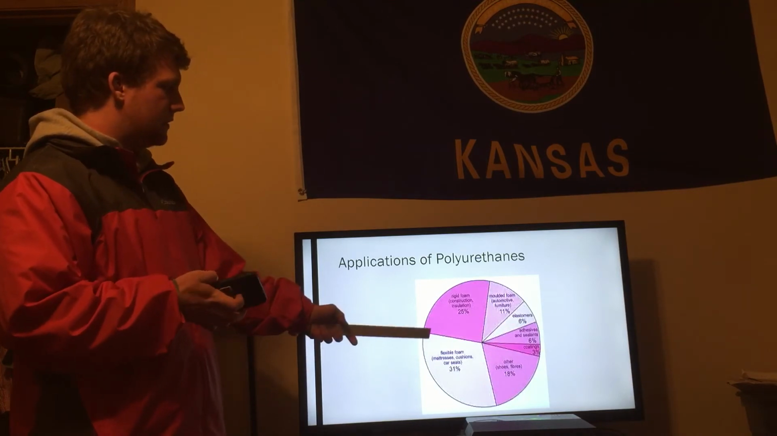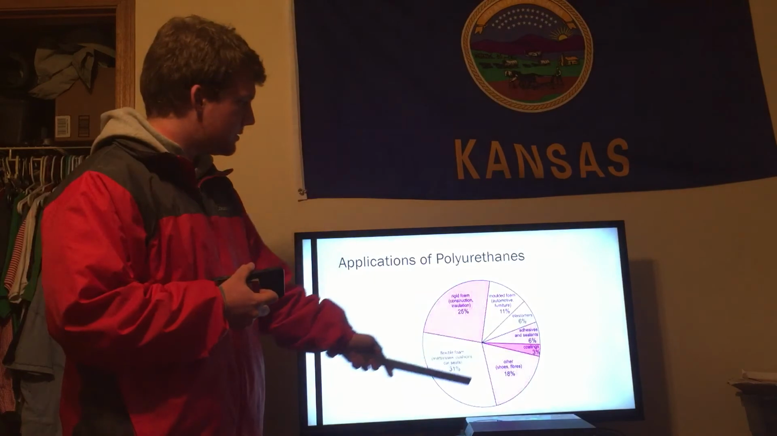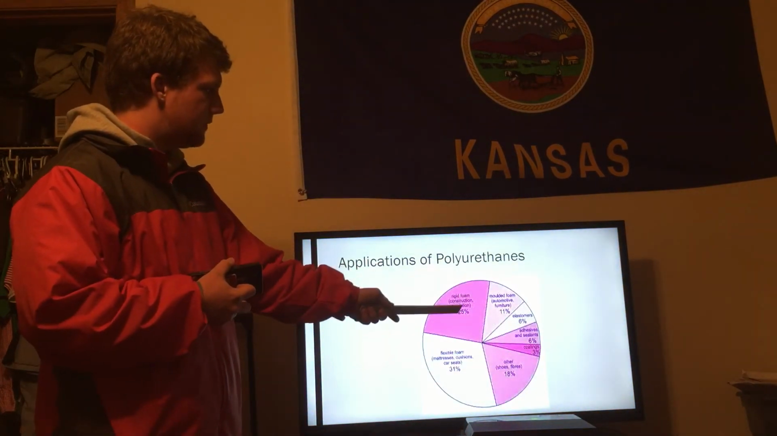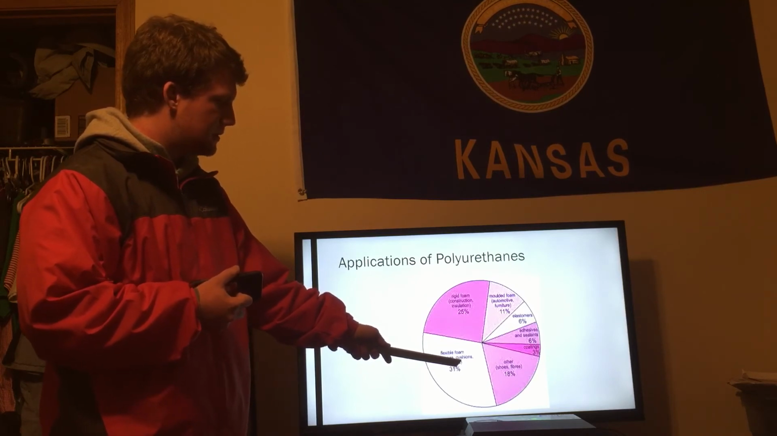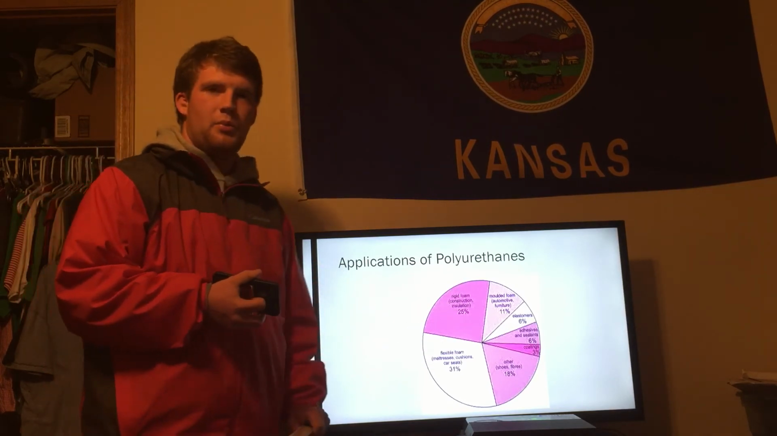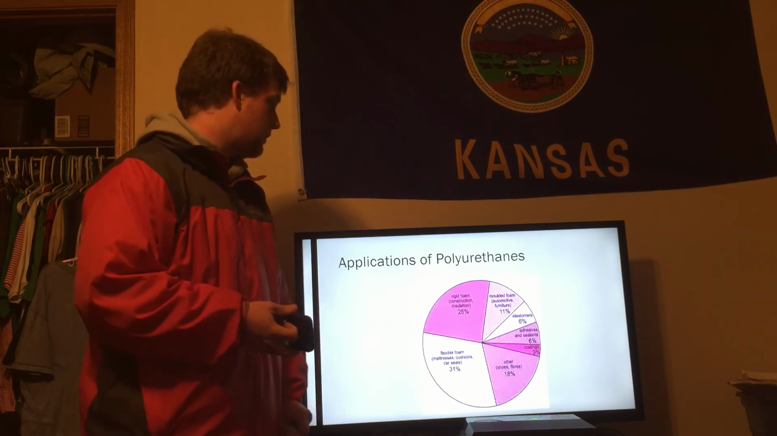Here's a chart of the different percentages of use throughout industries. As you can see, rigid foam is at 25%, molded foam at 11%, flexible foam at 31%. So as you can see, it proves that polyurethane is used mostly as foam.